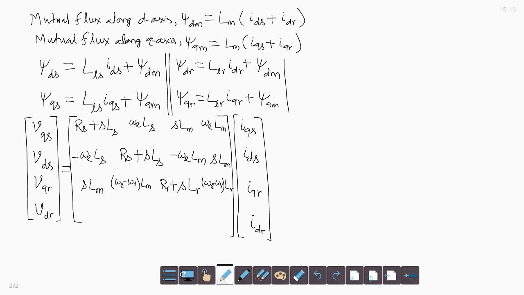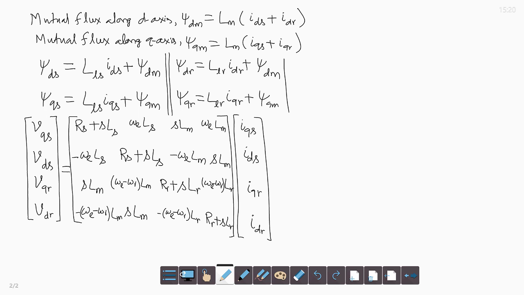Similarly, for the last row, Vdr is Rr Idr plus d psi dr by dt, where psi dr is Lr Idr plus Lm Ids, and then minus (omega e minus omega r) into psi qr, and psi qr is Lr Iqr plus Lm Iqs.